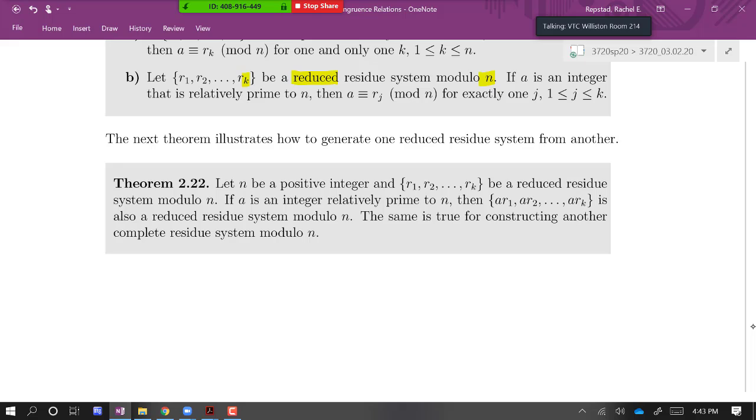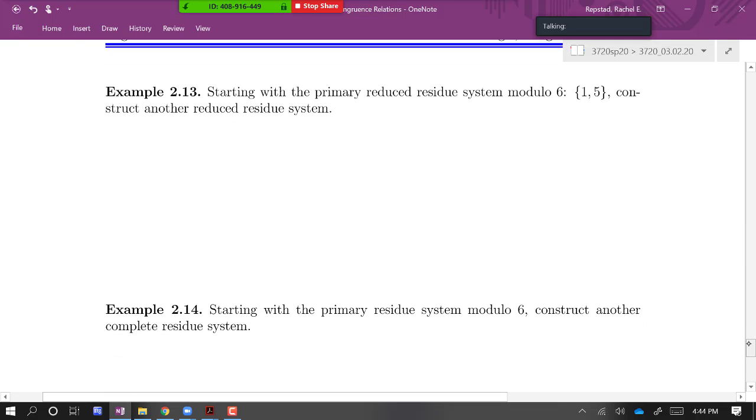Okay. And Theorem 222 is kind of cool. It says, let's say you have a reduced residue system, so you're taking just the relatively prime ones, mod n. Then if you take any integer relatively prime to your modulus, you could multiply every element here and create a new reduced system. So, example. The reduced system mod 6 is 1, 5. We can make another reduced system.